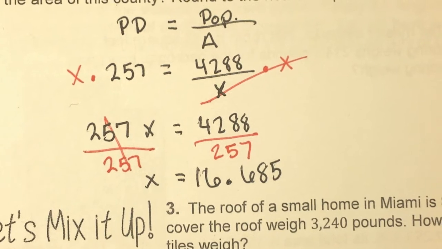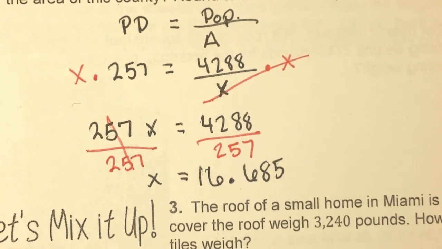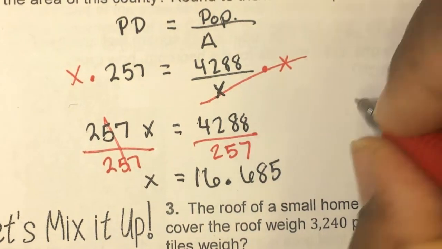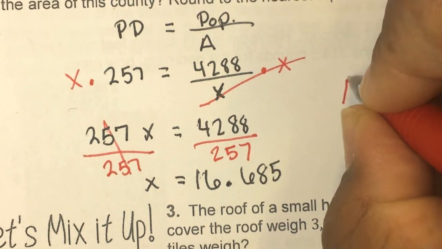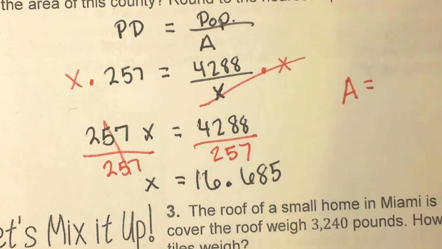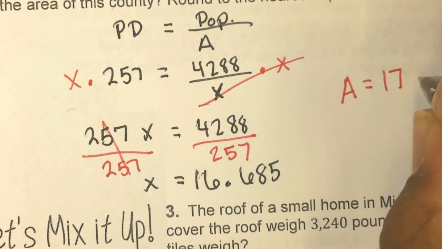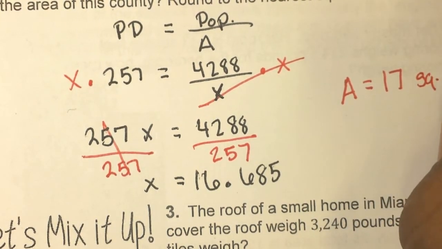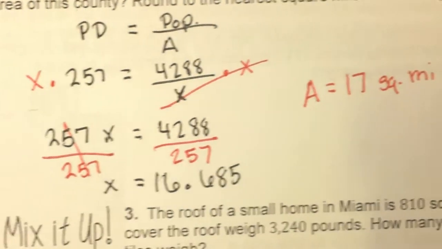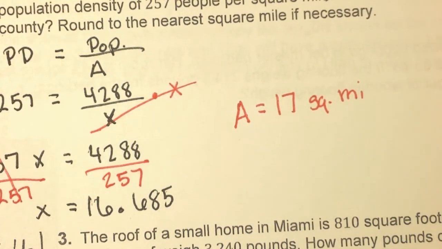Alright, then from there, so X equals 16.685, and it says round to the nearest square mile. So our area equals 17 square miles, or miles squared, whichever way you want to write it. Y'all can write mi to the second power, same thing.